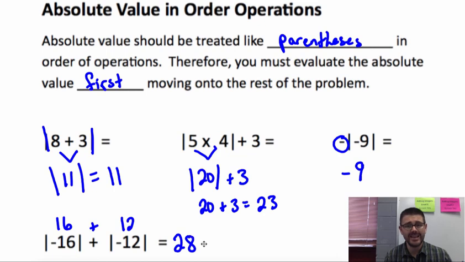So you do everything in the absolute value first, then you take care of the rest of the math, of the rest of the steps in the problem.